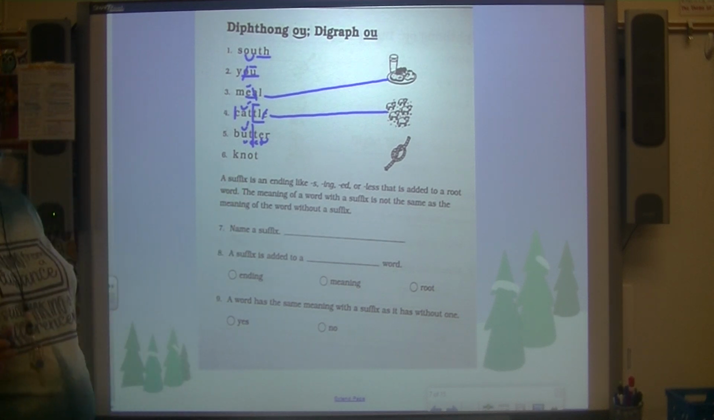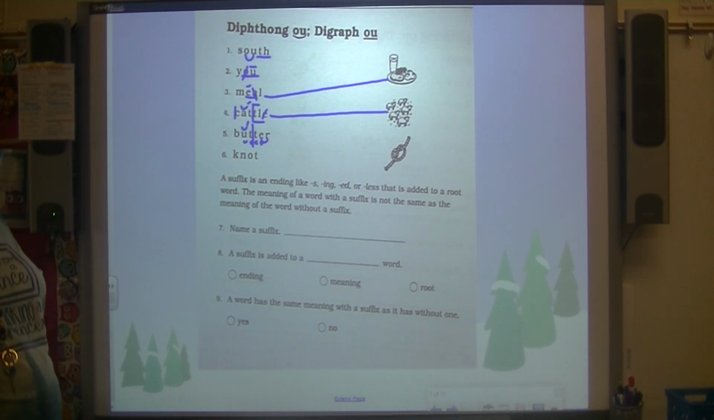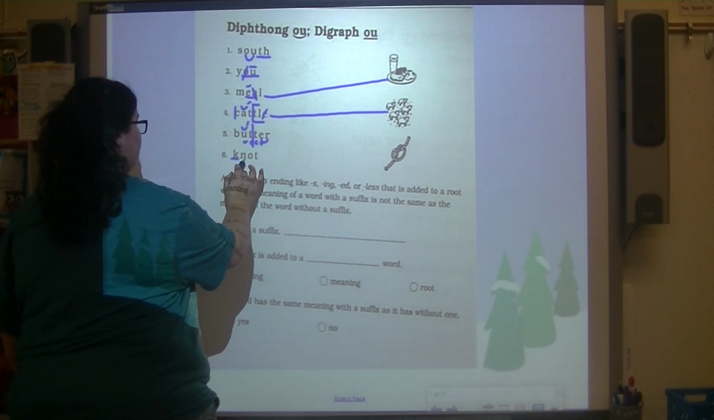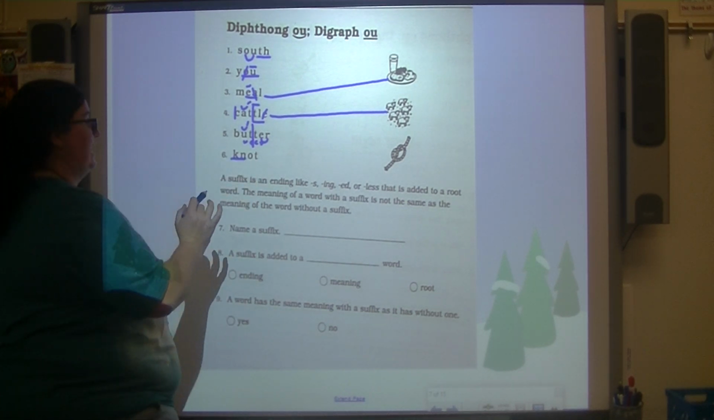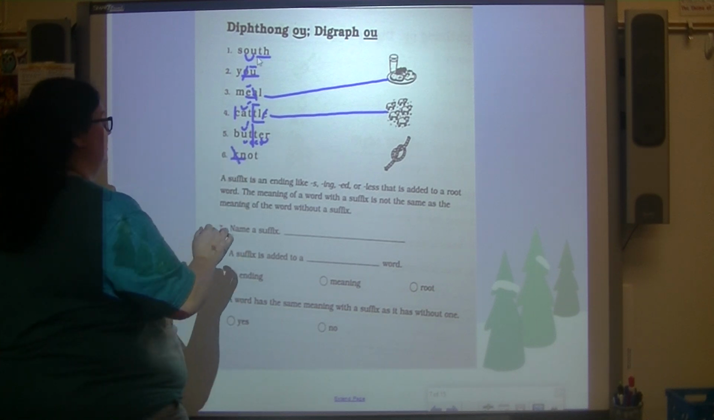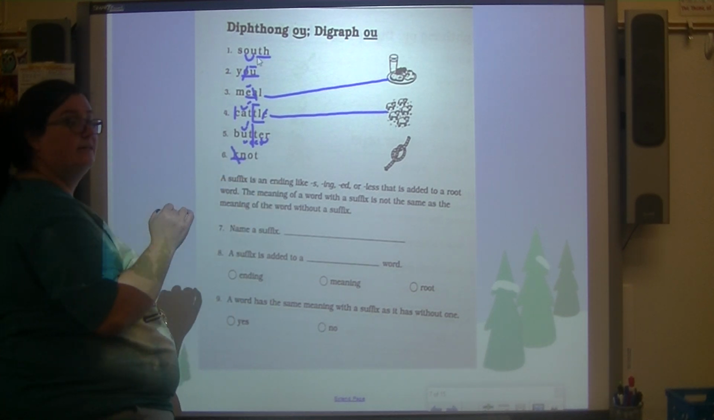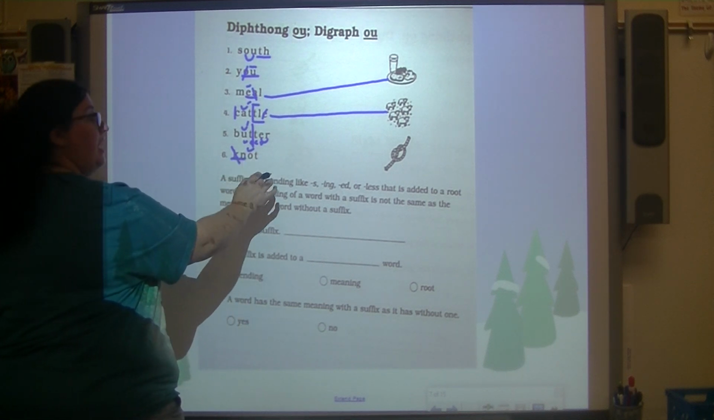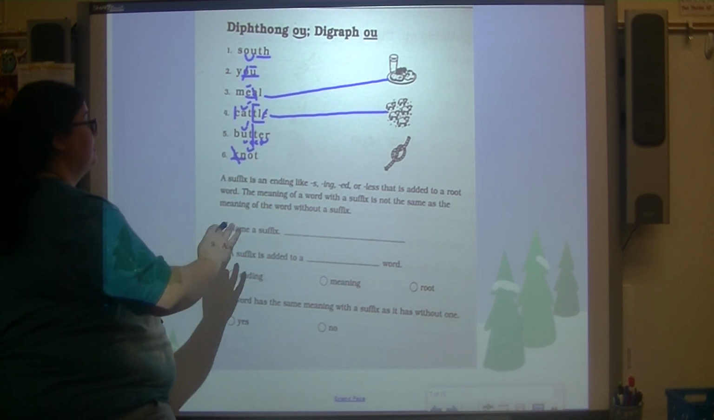All right, next word. Ghost letter digraph KN. Which one is the ghost letter? K. Vowel followed by a consonant is short. Knot. What word? Not.